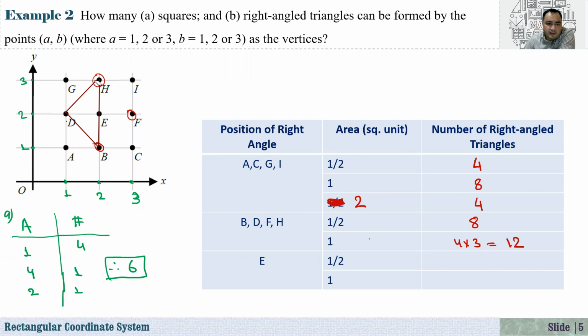All right, so we are done with this point. Only 1 point is left. That is, what is it? Point E. So for point E, if the point is here, right?